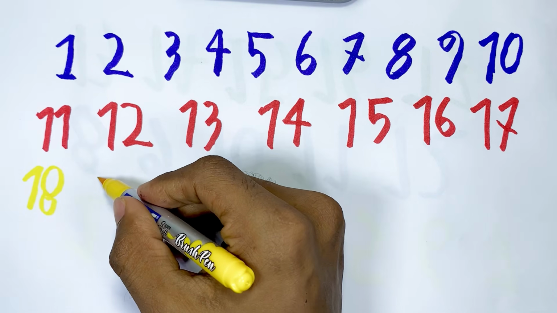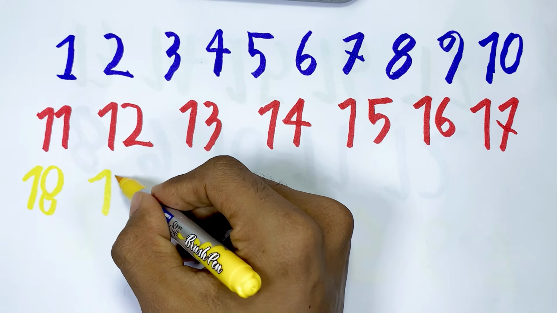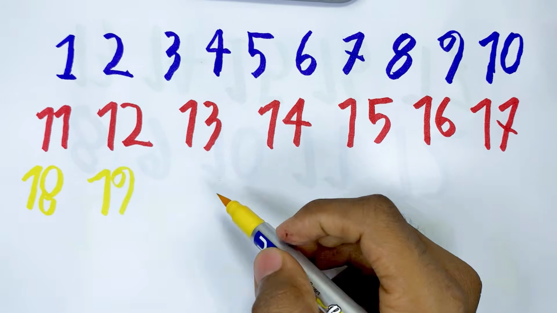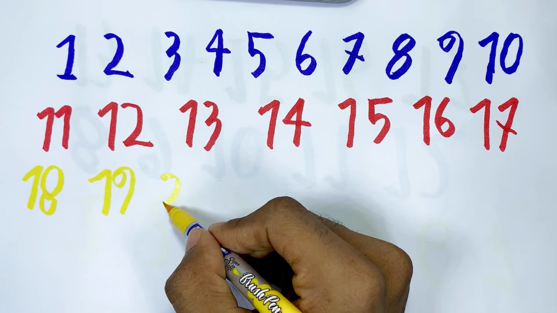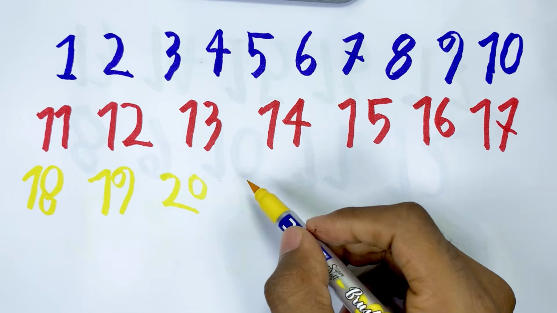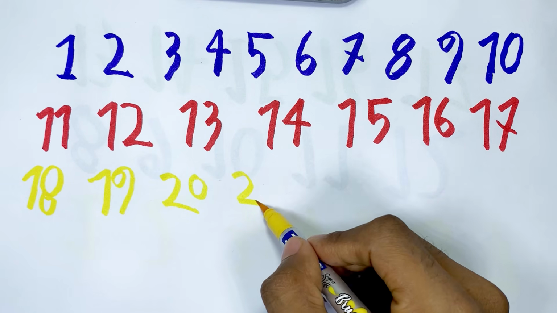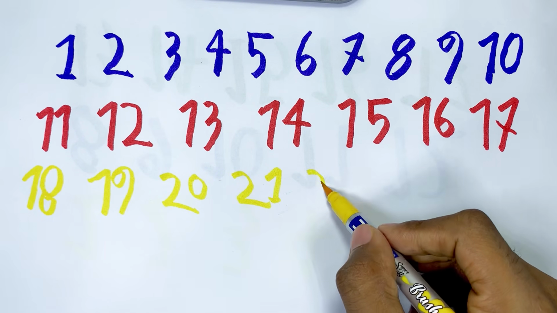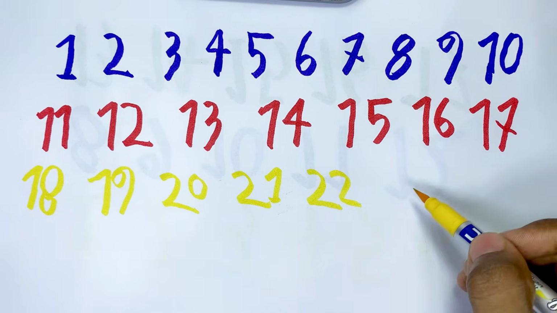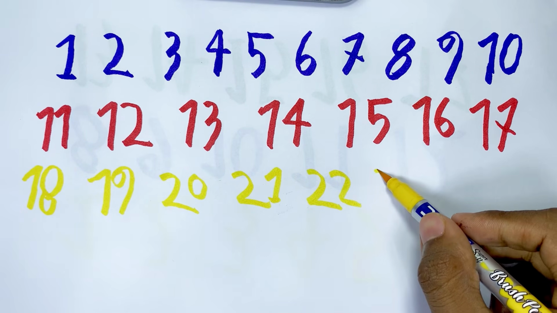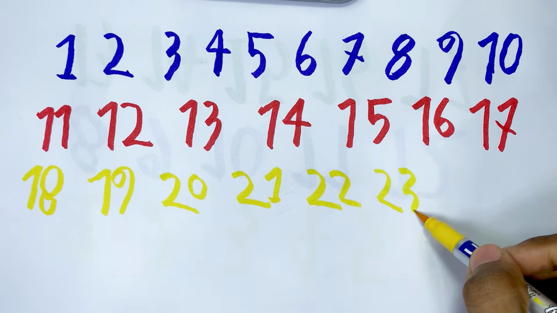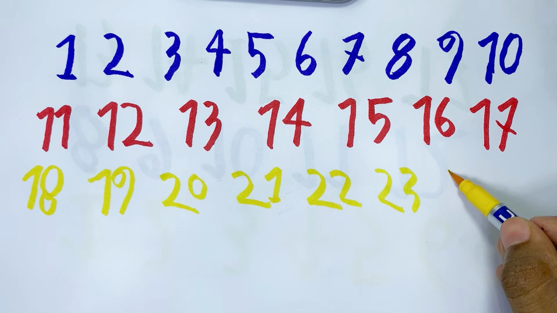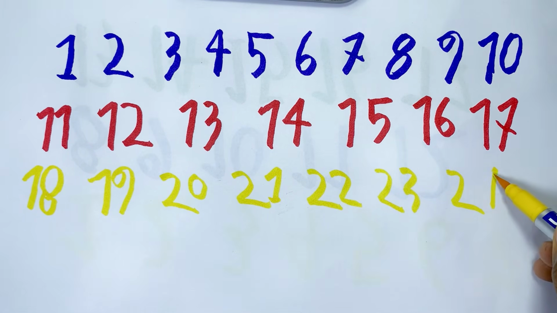18, 19, 20, 21, 22, 23, 24. Kids, now you draw 25.